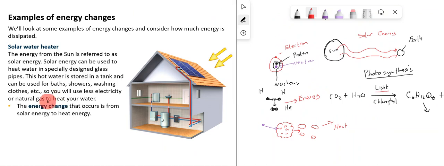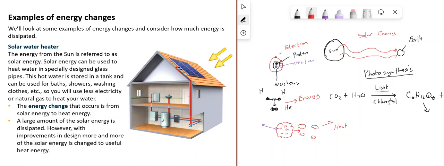So the energy change that occurs is from solar energy to heat energy, and a large amount of solar energy is dissipated. However, with improvements in design, more and more of the solar energy is changed to useful heat energy. Again, our systems can't trap all the energy from the sun, they can just use a fraction of it. And a lot of the other energy from the sun is not wasted, but dissipated. It's not being put to do useful work like heating up the water.